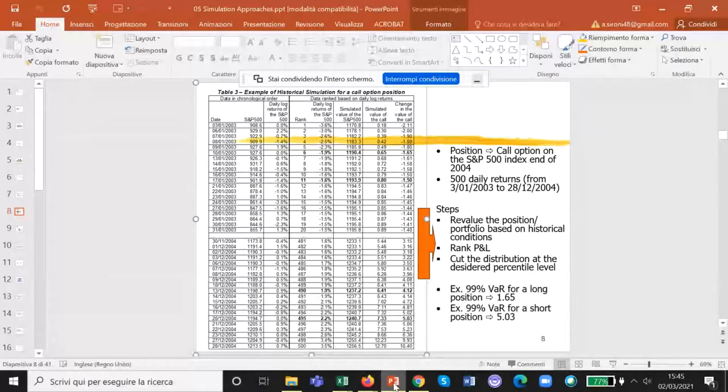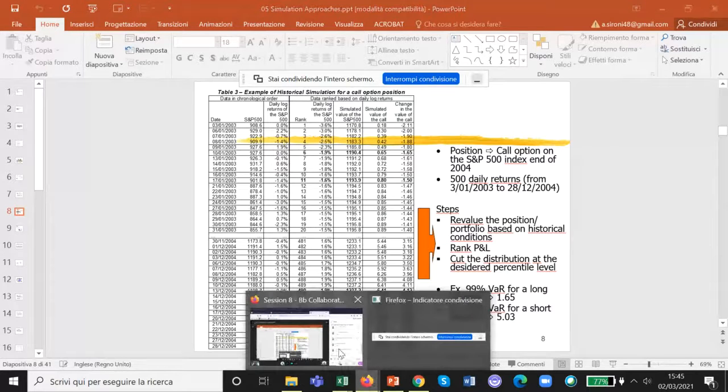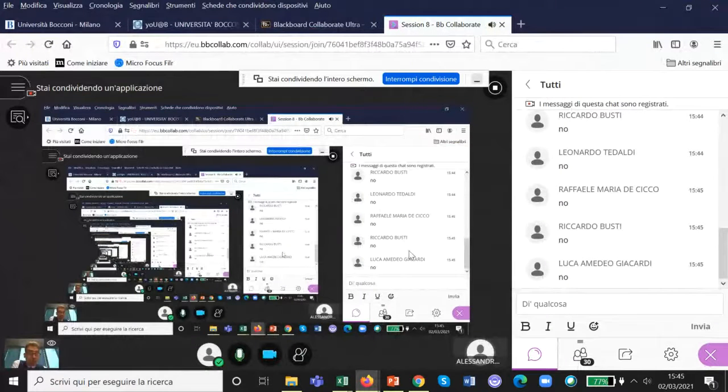Did we make any assumption about the distribution of the returns with this kind of approach? Come on, I'm waiting for an answer. Did we make any assumption about the distribution of the returns? No.